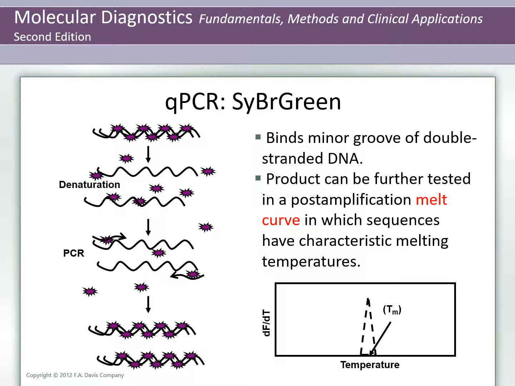With non-sequence specific dyes such as ethidium bromide and SYBR Green, binding of double-stranded DNA products of PCR occurs, and as more copies of the target sequence accumulate, the fluorescence increases. As the fluorescence increases with product accumulation, a melt curve can be graphed in which specific sequences have characteristic melting temperatures. Once this relationship is established, the starting amount of an unknown specimen can be determined.